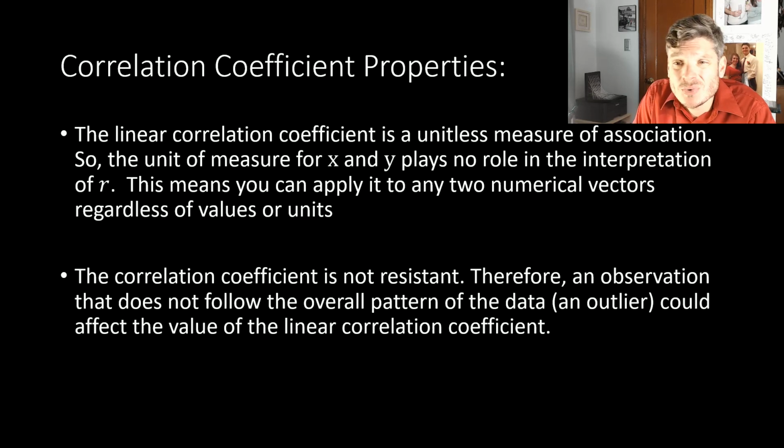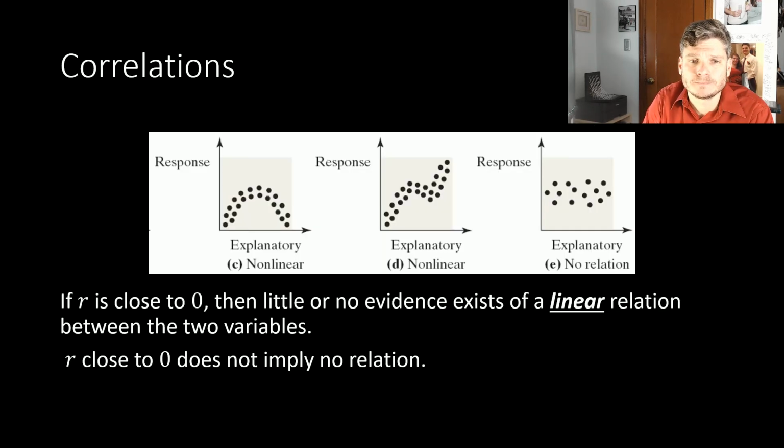However, we also do want to recognize that the correlation coefficient is not resistant. What that means is it's going to be affected by outliers in our data. So if we have any extreme data values, it will absolutely skew and affect our correlation coefficient when we calculate it. And like I said, if we're close to 0, it means there's no linear association, but that does not mean that there's no association whatsoever. It could be that our data follows a different pattern that's not a line.